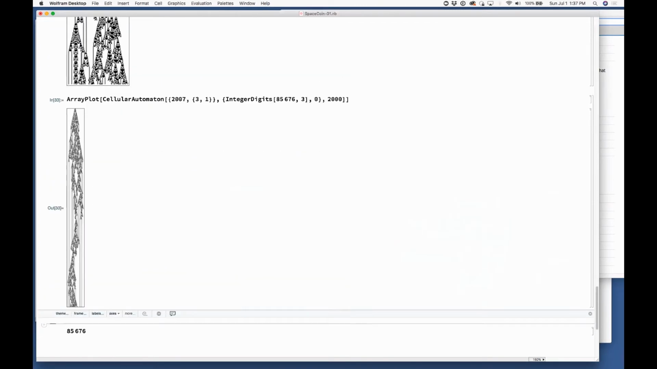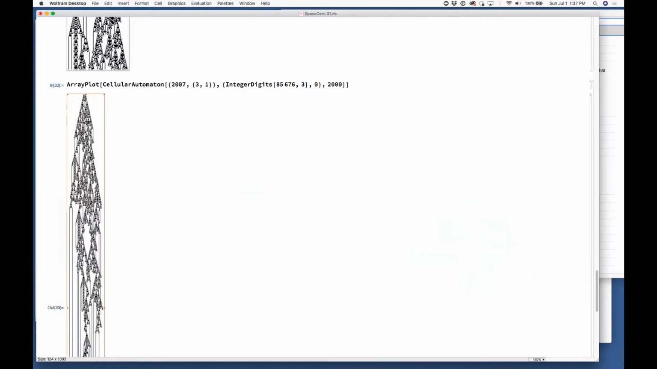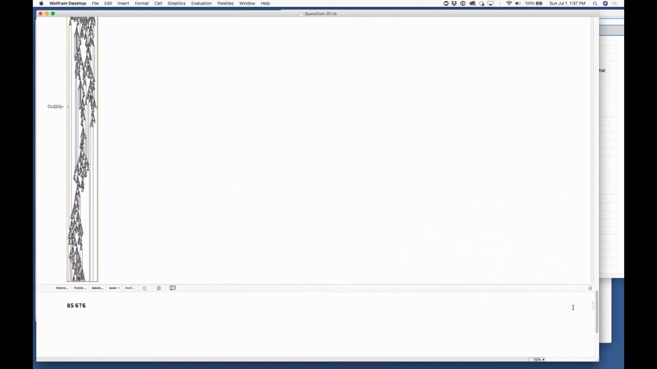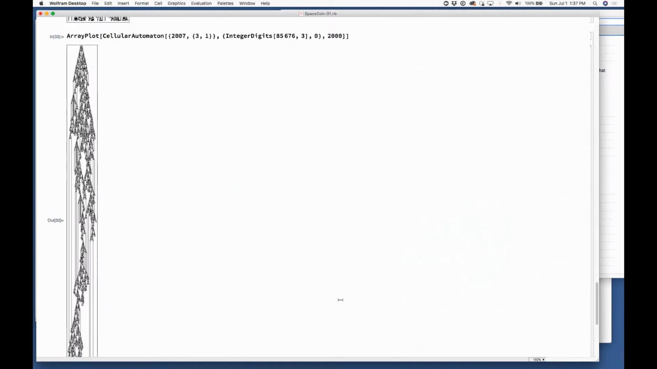So instead of 400 steps, let's try 2,000 steps. Let's see what it's doing. Okay, well, it'll be interesting to see what it does eventually. Actually, this is an interesting case. This is a nice little undecidability question. So is it going to die out or not?